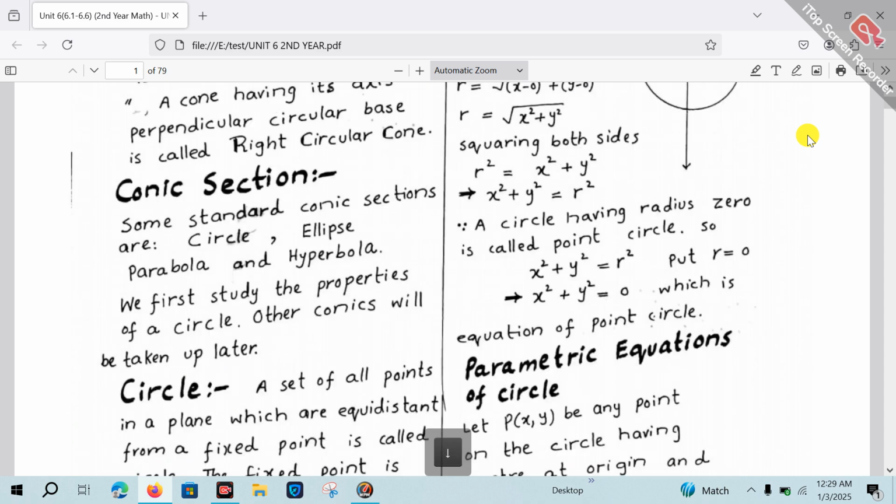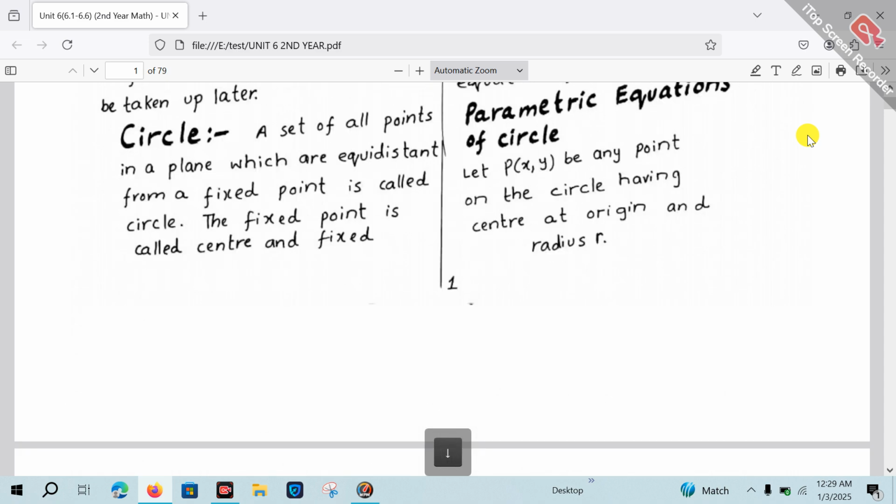So, we learn what we mean by a circle, or what is the definition of a circle. So, first of all, we consider its definition. What is a circle? A set of all points in a plane which are equidistant from a fixed point is called a circle.